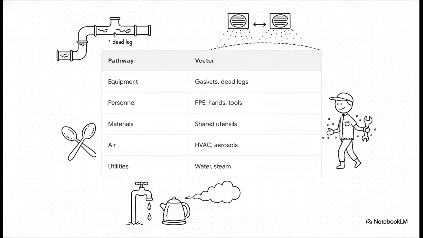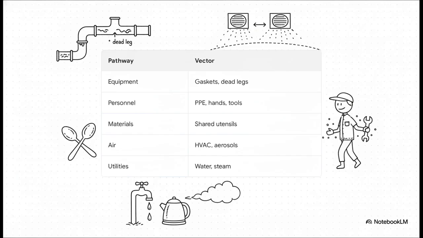They need a vector. Equipment is the most obvious pathway. Residues love to hide in hard-to-clean dead legs, gaskets, and complex geometries. But think about the other routes. Personnel are incredibly active vectors. Operators can easily carry residues on their PPE, hands, or tools straight from one room to another. Materials like shared utensils can act as a physical bridge. Utilities like water and steam can carry contaminants throughout a facility.